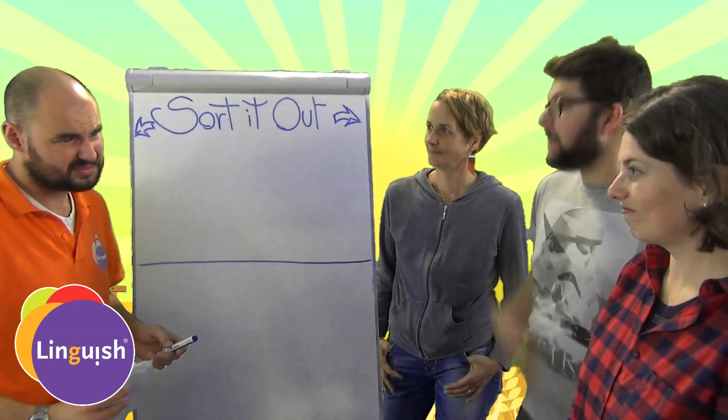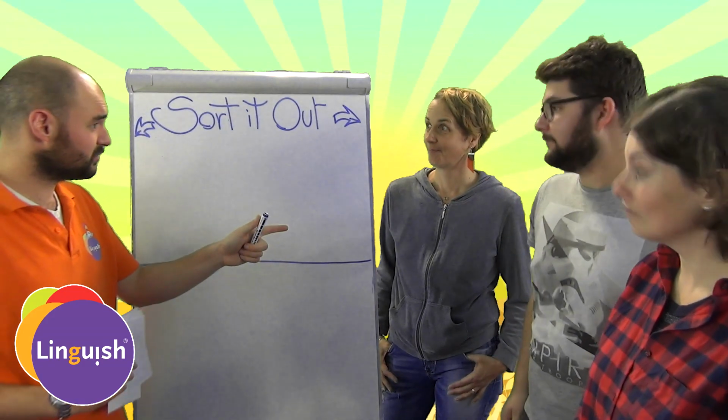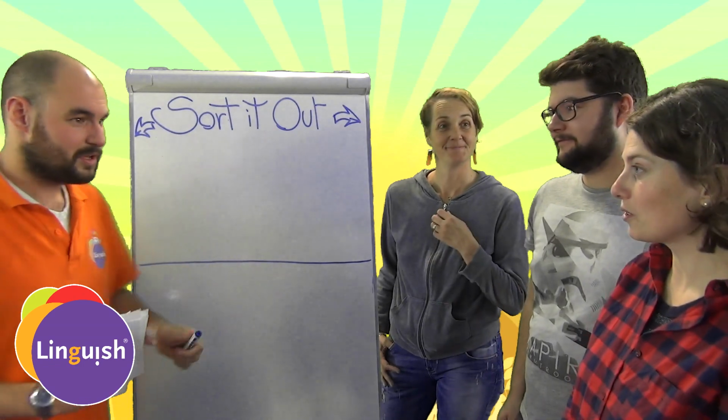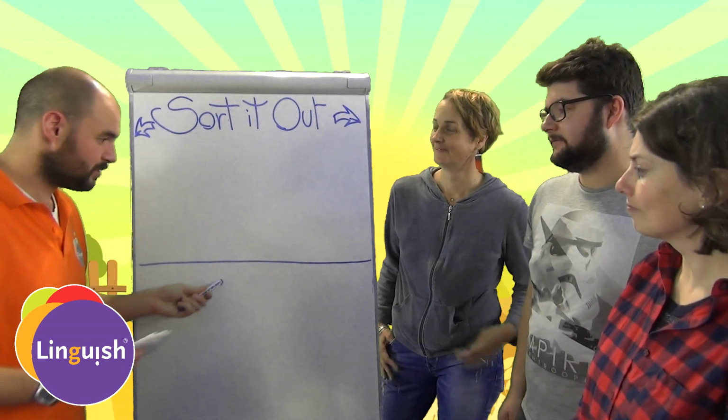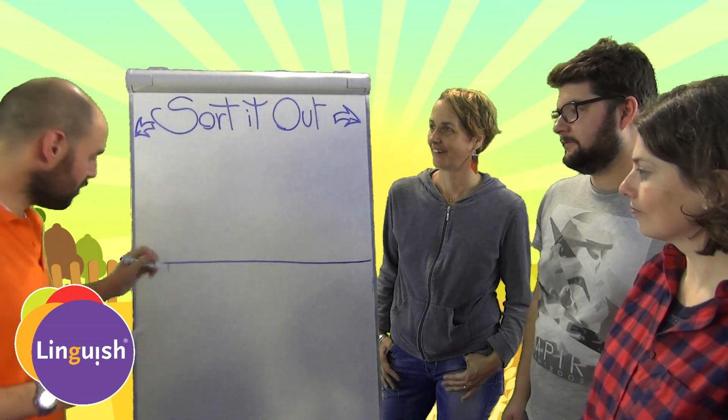Vegetables? Yes, I like vegetables. You like vegetables? I like vegetables. Now, vegetables grow in the earth. Like, what is this?